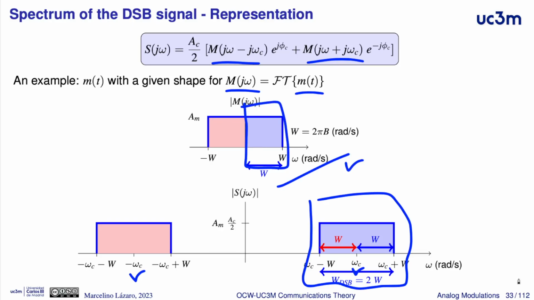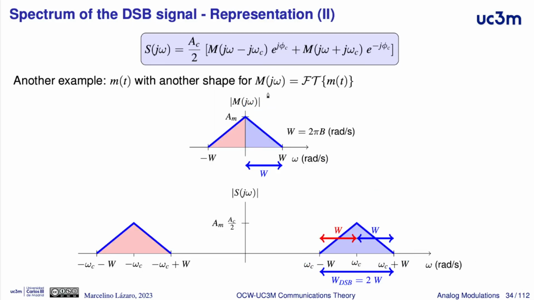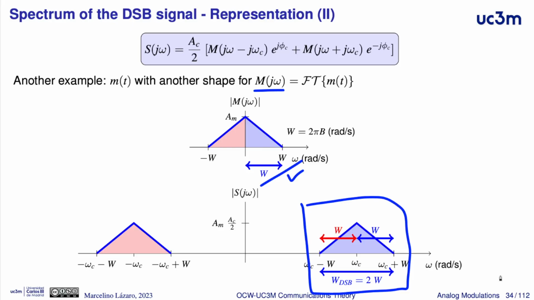And this happens independently of the shape of the Fourier transform of M. Here we have another example for the Fourier transform of the modulating signal. Now a triangle between minus and plus the bandwidth, but again, the bandwidth of this shifted replica that we have here is 2 times the bandwidth that we have for the modulating signal.